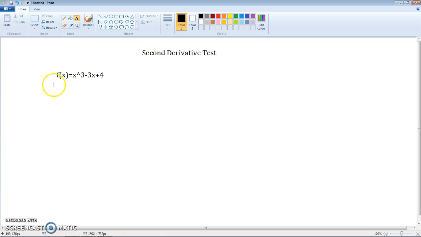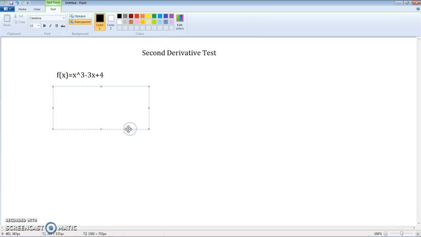Right now I'm going to take the derivative of this function, f of x is equal to x cubed minus 3x plus 4. So f prime of x is equal to 3x squared minus 3. Now to find the critical points, I'm going to be setting the first derivative equal to 0 and solving for x. So that's 3x squared minus 3 is equal to 0.